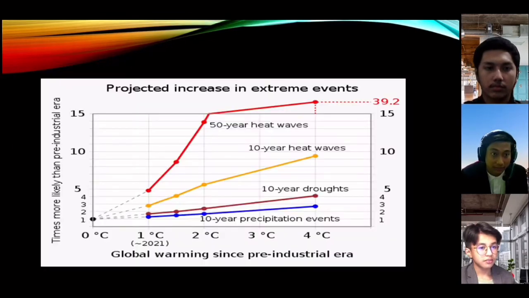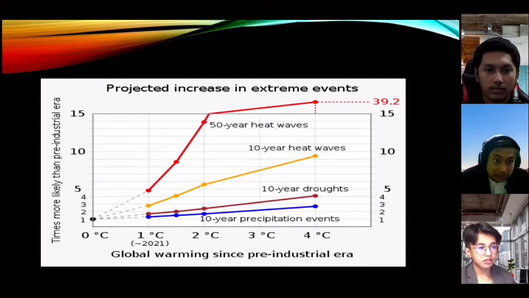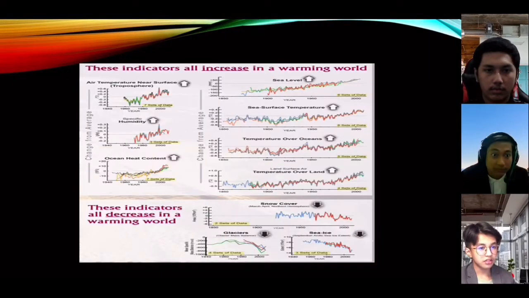This is a graph showing the projected increase in extreme events. This is also a graph showing indicators of a warming world over the past years.